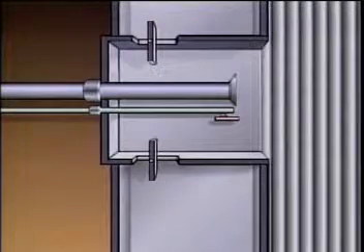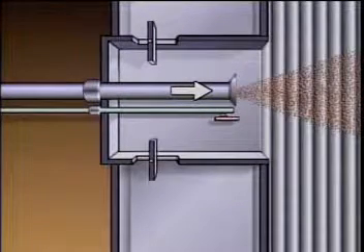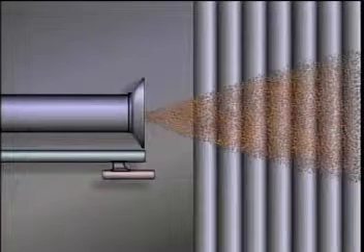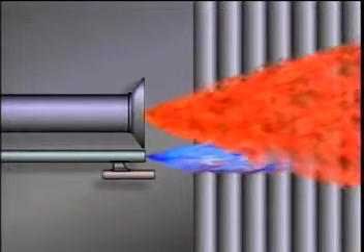For example, in one type of oil-fired boiler, oil is sprayed out through the fuel nozzle, which is designed to atomize or break up the oil into very small droplets that can mix readily with air from the air registers.